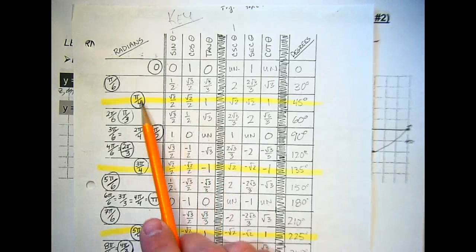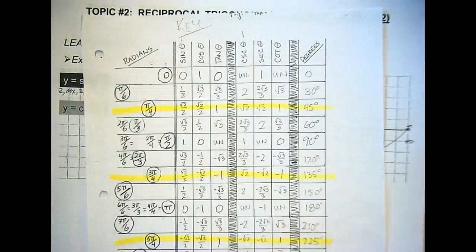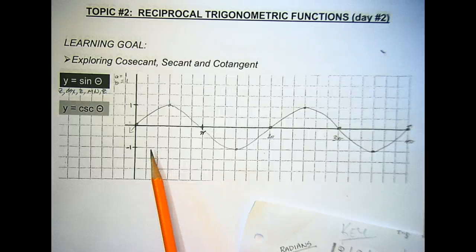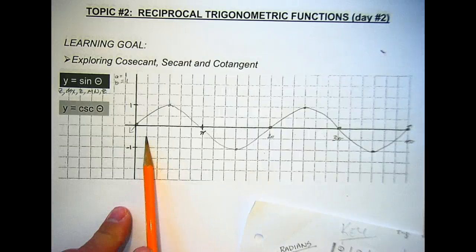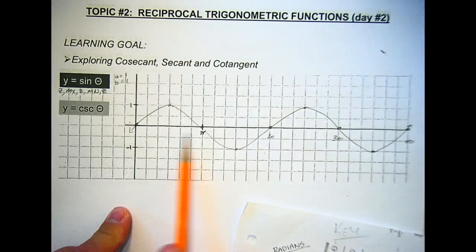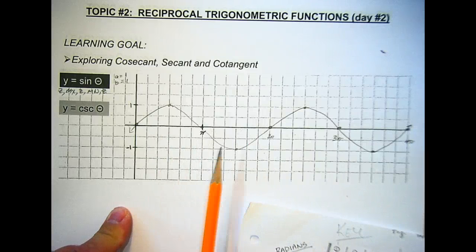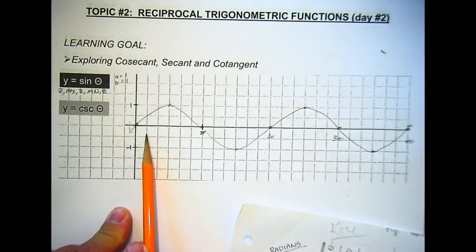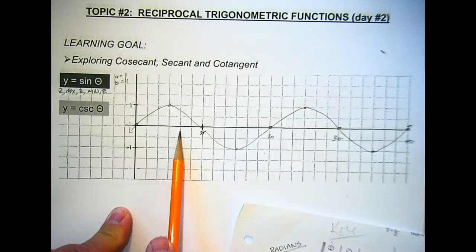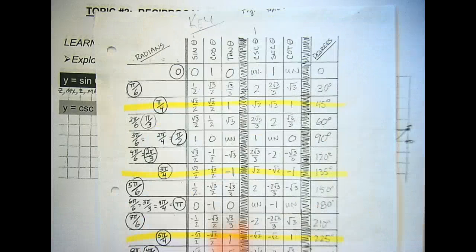Today, pi over 4 doesn't exist on our graph. When I'm counting here, what's my interval I'm going up by every time? Pi over 6, right? So when I count by pi over 6, do I ever actually hit a pi over 4 on a line? No. And that's why I have those highlighted. Those are points I won't be using today, but I'm plotting all these other ones.